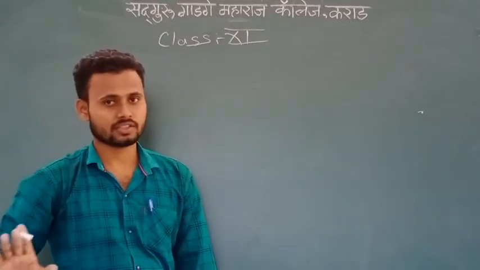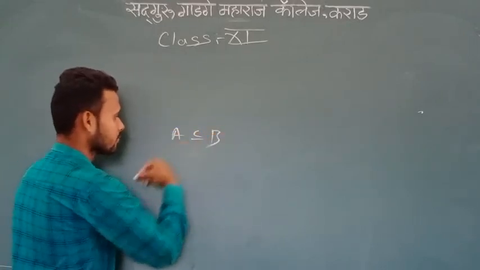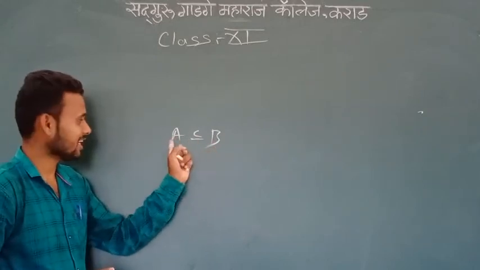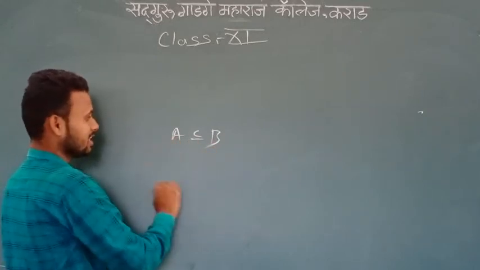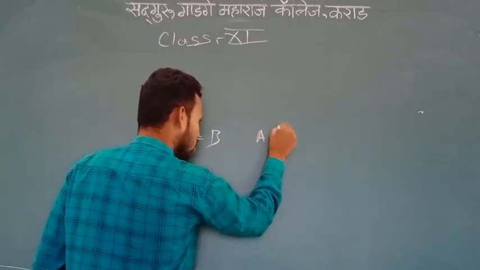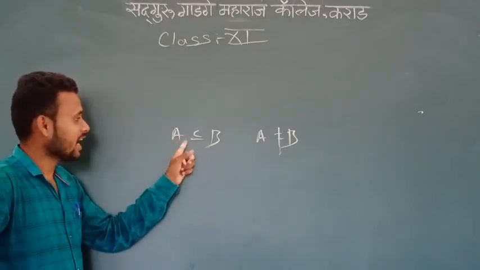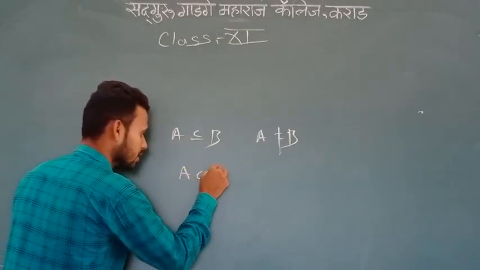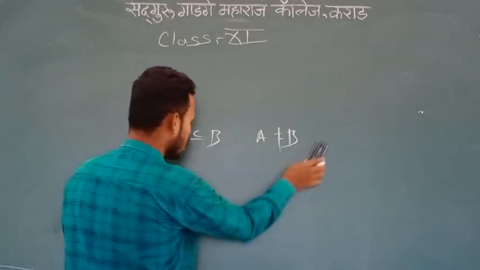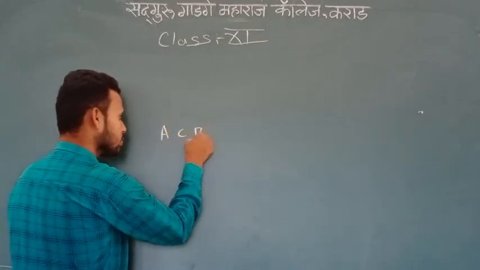When is a set a proper subset? When is it a subset? A is a subset of B: for two sets, if every element of A is also an element of B, then we say that A is a subset of B. But with an extra condition, if A is not equal to B, if A and B are not the same, then we say that A is a proper subset of B.